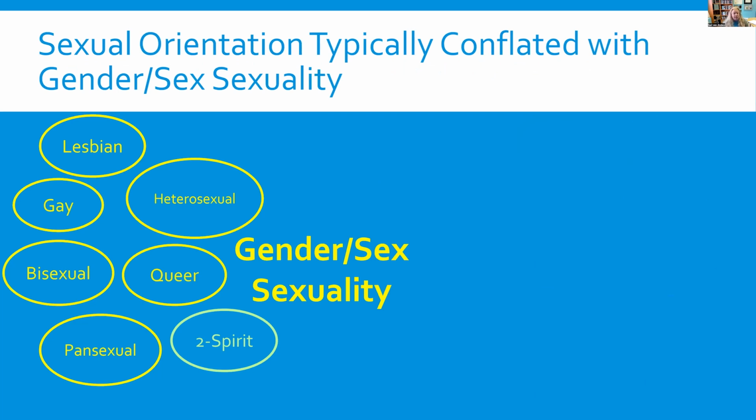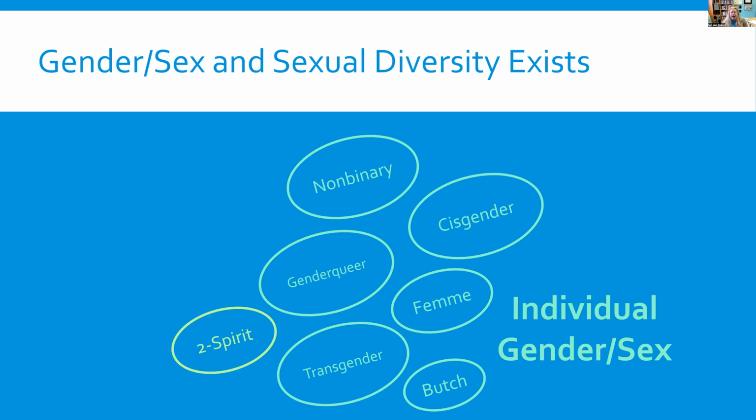And I would call these lesbian, heterosexual, gay, bisexual, queer, and sometimes two-spirit is included in this and sometimes not, gender sex sexuality. By naming these, we can avoid conflating sexual orientation with gender sex sexuality as it typically is. Because when we ask people about their sexual orientation or identity, sometimes they're thinking about these constructs, sometimes they're thinking about partner number sexuality. And there's also individual gender sex, which often gets lumped together with sexuality, but obviously can be separate for some people and sometimes is really connected. So non-binary experiences, genderqueer experiences, cisgender experiences, femme, transgender, butch, and for Indigenous folks, sometimes two-spirit incorporates individual gender sex and gender sex sexuality in ways outside of colonial and Western frameworks.